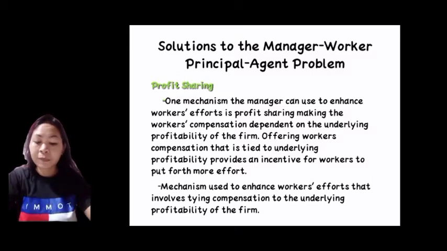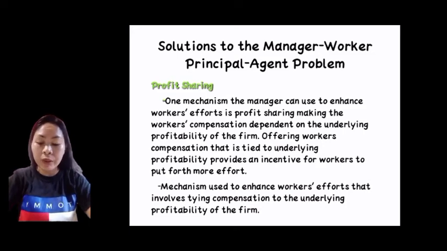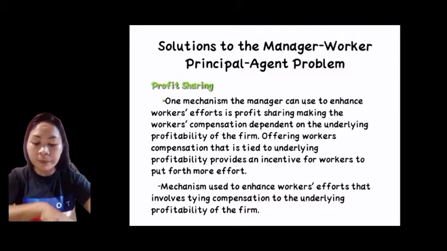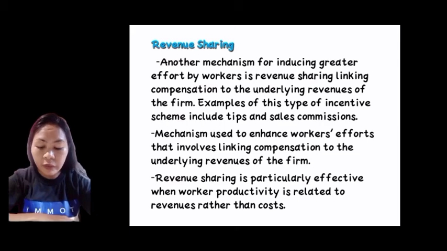Manager-worker principal-agent problem. Profit sharing. One mechanism the manager can use to enhance workers' effort is profit sharing, making the workers' compensation dependent on the underlying profitability of the firm. Revenue sharing. Another mechanism for inducing greater effort by workers is revenue sharing, linking compensation to the underlying revenues of the firm. Examples of these types of incentive schemes include tips and sales commissions.